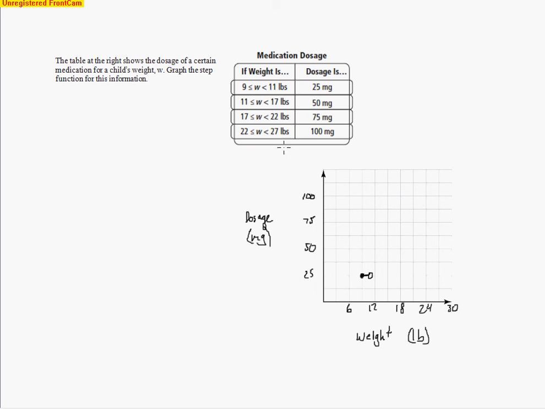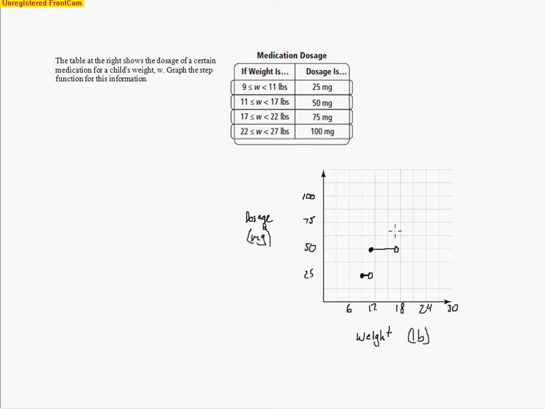And then at 50, we're going to have a closed circle on the 11. So an 11-pound child does not get the 25 milligrams. He gets a 50 milligram dosage. But everything up to the 11 gets that 25 milligram dosage. But now 11 pounds gets it, and it's going to be that dosage all the way to 17 pounds. So here is, this is 12, so 15, 16, 17. It's going to be pretty close to the 18 line there, and then we're going to draw the line between. And so that means every weight from 11 pounds up to 17 will get that amount.